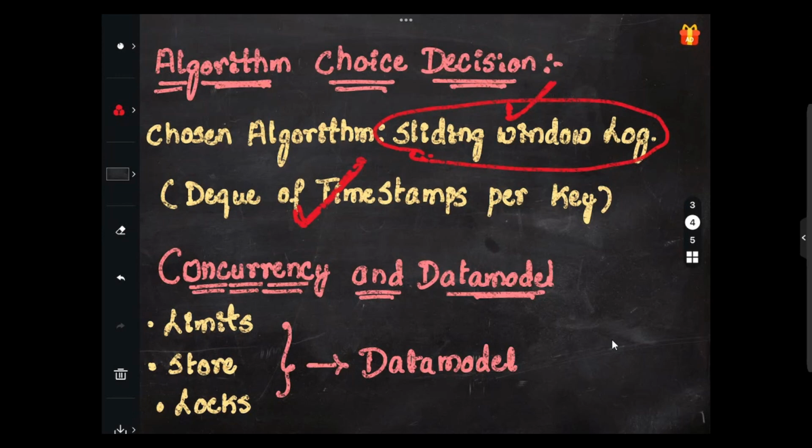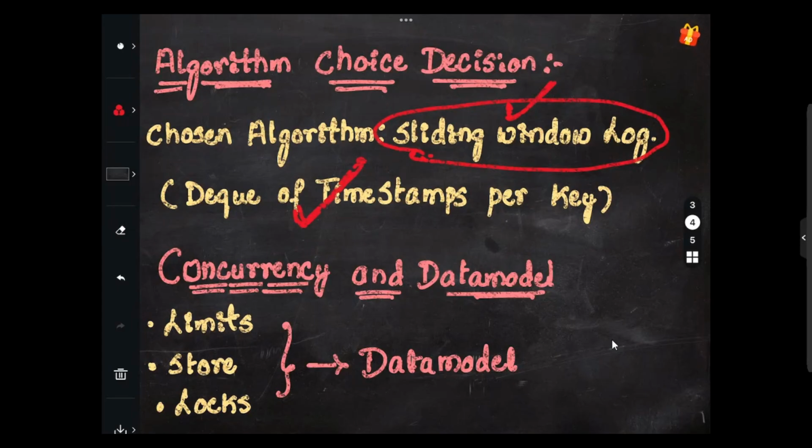So why have we chosen this one instead of these things? Why have we chosen sliding window log here? See, this is best and balanced for precise behavior and simplicity. Mainly, it is known for its simplicity for the single node demo, right? So that is the reason we will be going with the sliding window log, making use of a deque of timestamps per key.